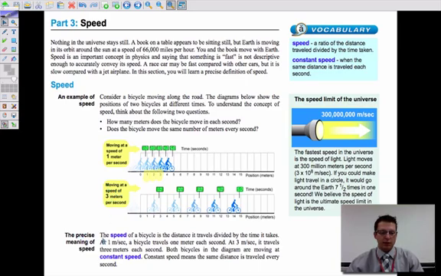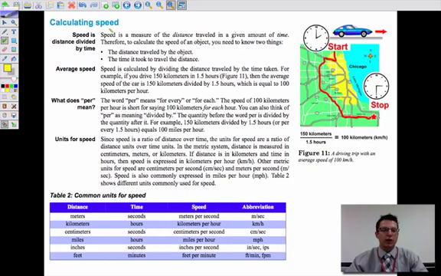The precise meaning of speed. The speed of a bicycle is the distance it travels divided by the time it takes. So that must be the definition of speed. At 1 meter per second, a bicycle travels 1 meter each second. At 3 meters per second, it travels 3 meters each second. Both bicycles in the diagram are moving at a constant speed. Constant speed means it moves the same distance every second. Very good. Let's continue.